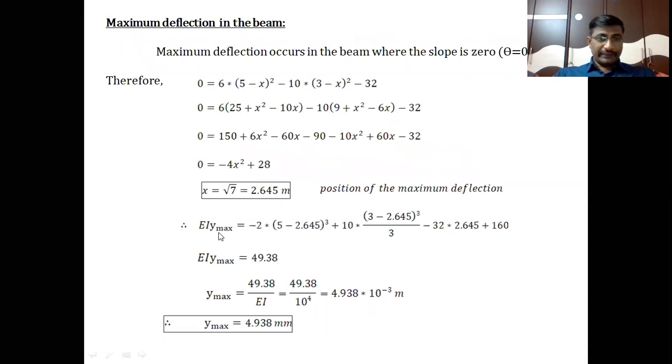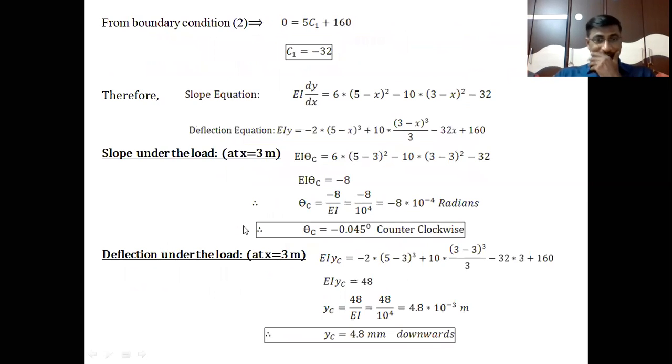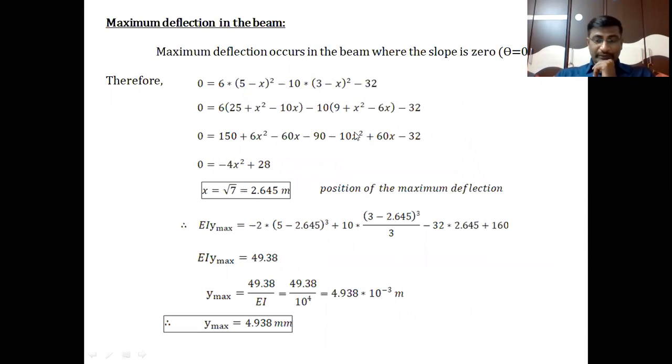So EI Y max is equal to, where should we substitute? In this deflection equation, in the x place, we substitute 2.645 meters. Then we will get Y max. So EI Y max is equal to minus 2 into (5 minus 2.645) whole cube plus 10 into (3 minus 2.645) whole cube by 3 minus 32 into 2.645 plus 160. It means nothing else, I substituted 2.645 in place of x, and on the left hand side I wrote Y max in place of y.